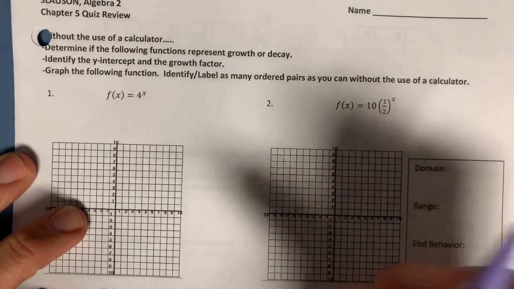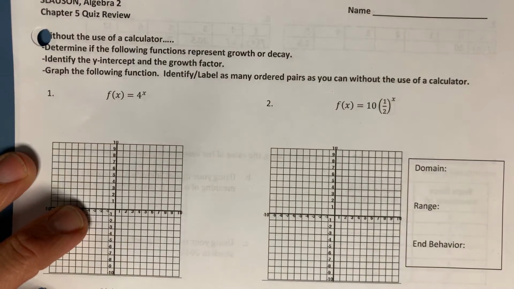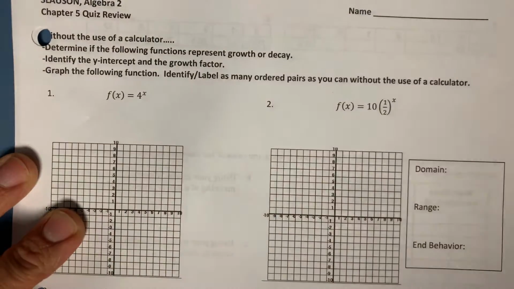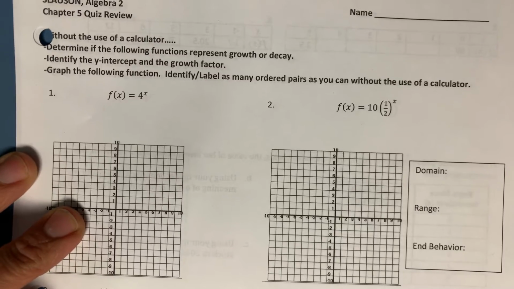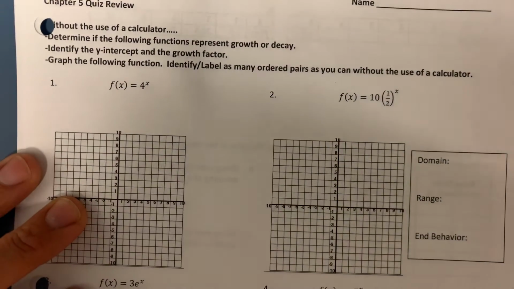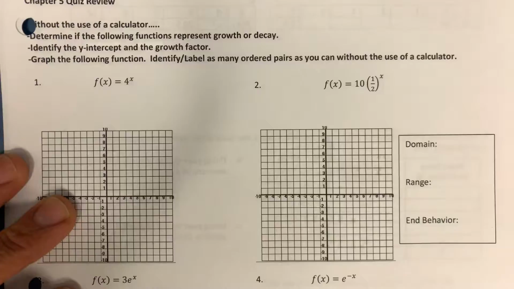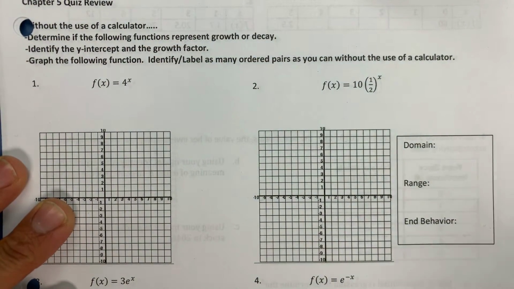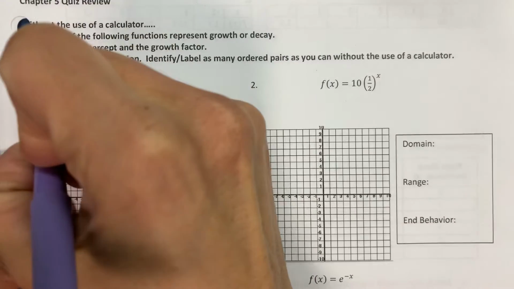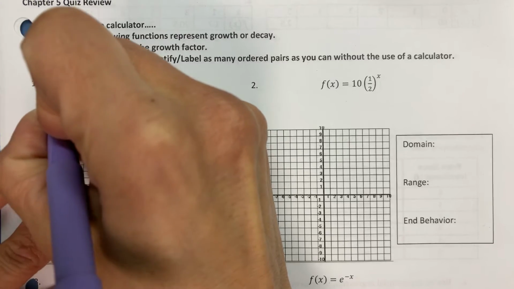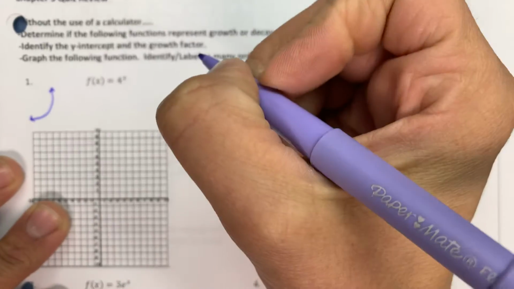So the first thing I want you to decide is, is it growth or decay? And on my first question, I can see that this is growth. And the reason why I know it's growth is because my B value, which is the base value right in front of the X, is bigger than 1. So I know it's growth. My shape is going to look like this. And then I can start to pick some points.